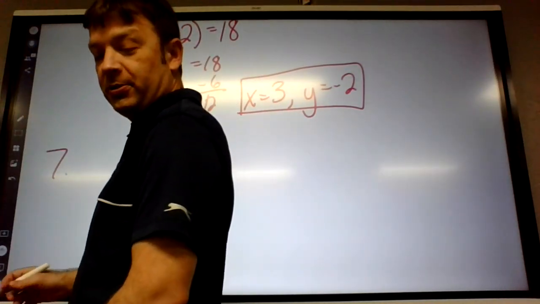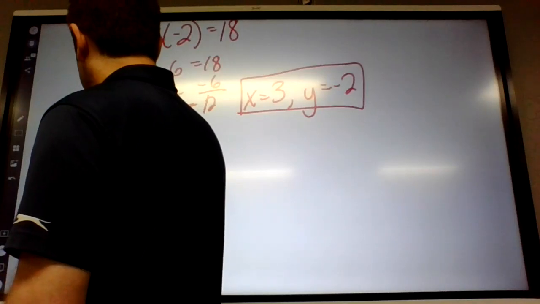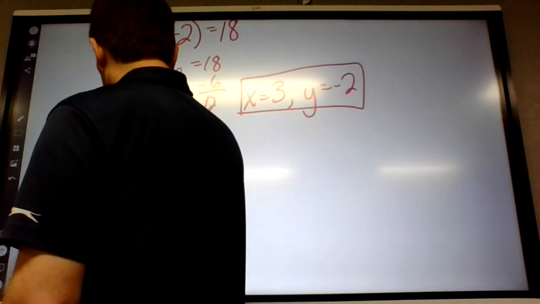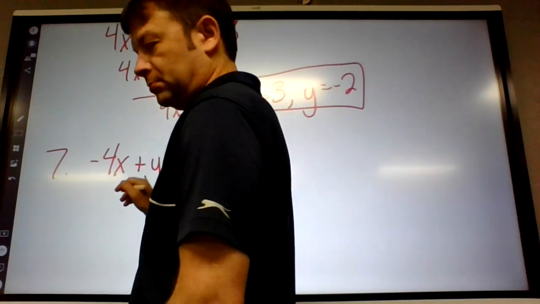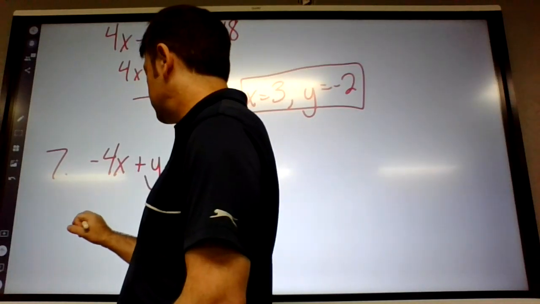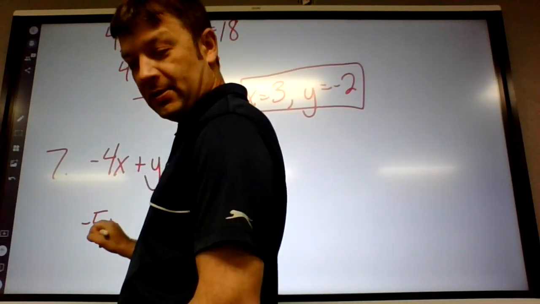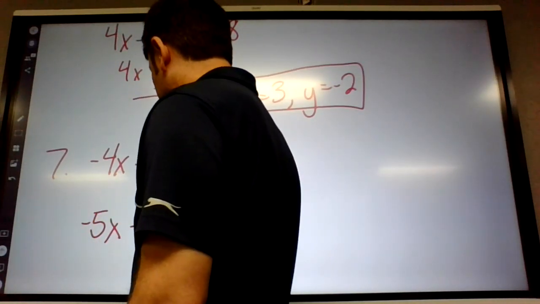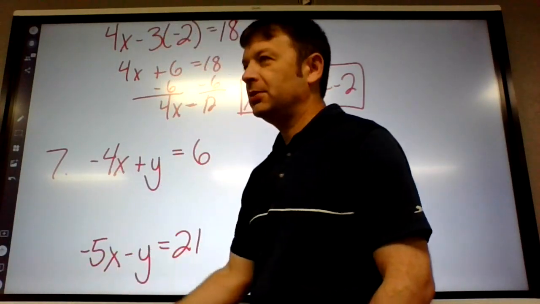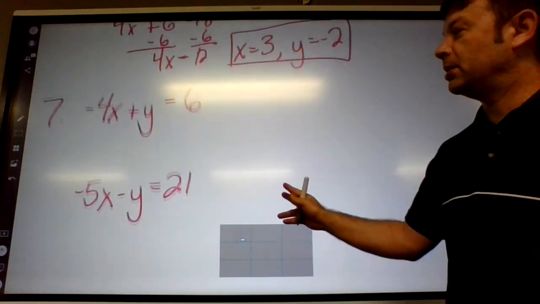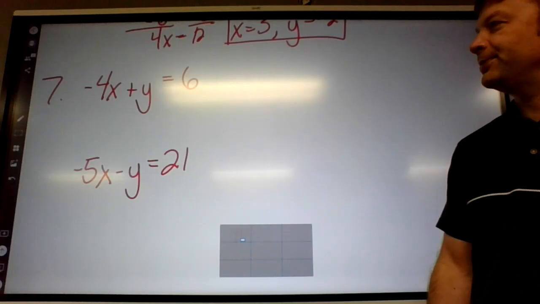Oh no! Number 7. Time to panic. Wait, don't we just have to get it in this form? Yeah, plus 4x for y equals 4x. Alright, you guys ruined the surprise. You guys ruined everything.